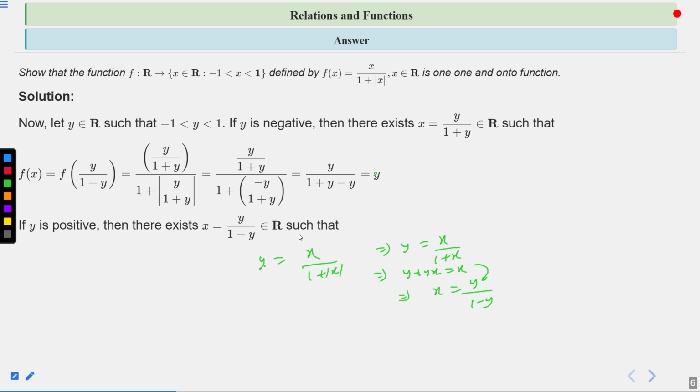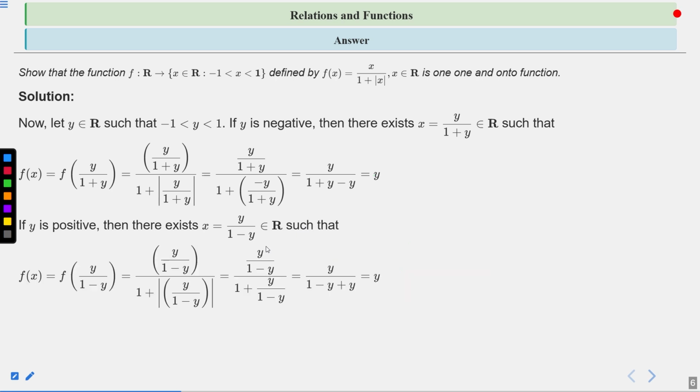So if y is positive, then there exists x, which is equal to y upon 1 minus y, belonging to real, such that f(x) is equal to f of y upon 1 minus y, which is equal to y upon 1 minus y upon 1 plus mod y upon 1 minus y. And it is equal to y upon 1 minus y upon 1 plus y upon 1 minus y, which after solving you will get y upon 1 minus y plus y. It will cancel out. So we will get f(x) is equal to y. Got it?